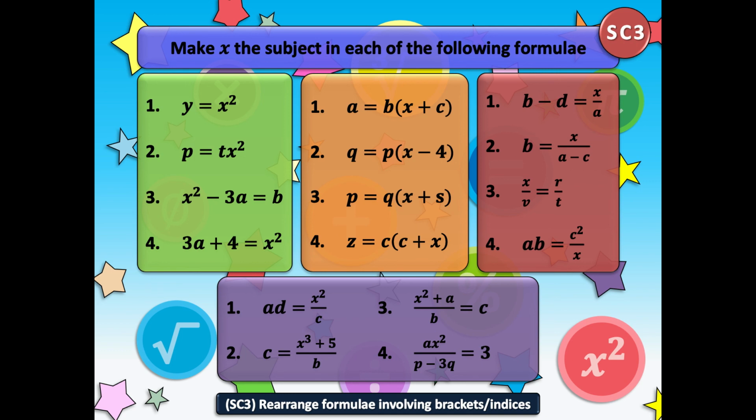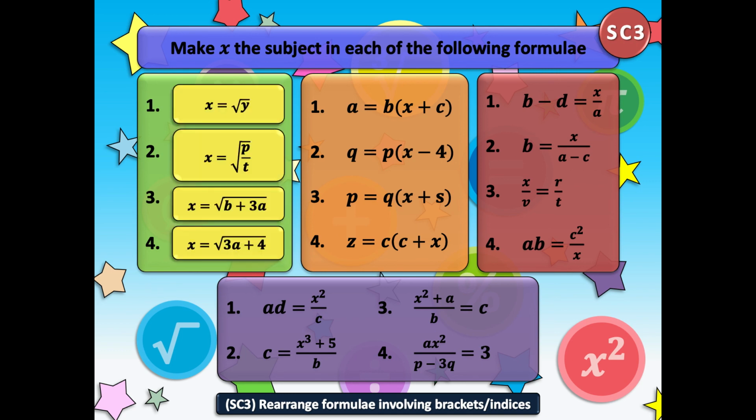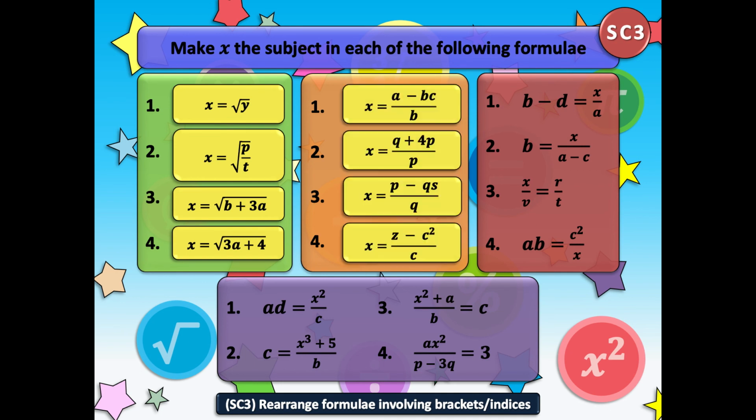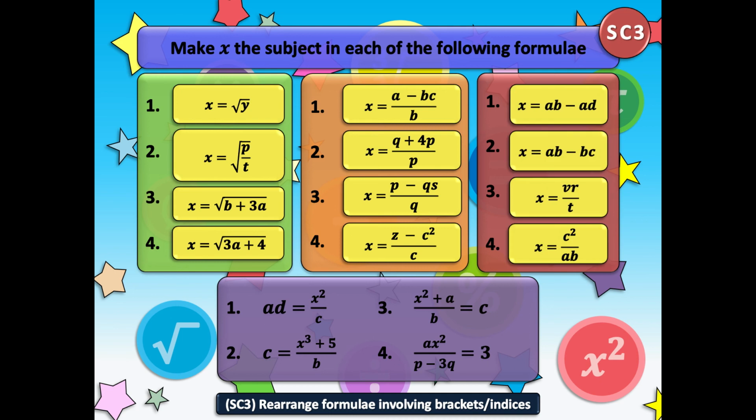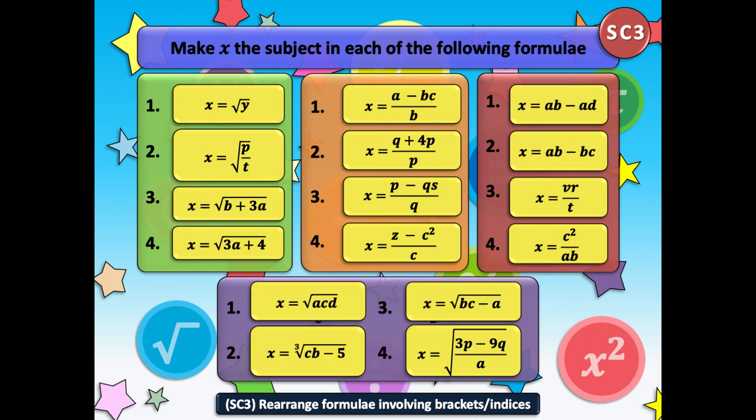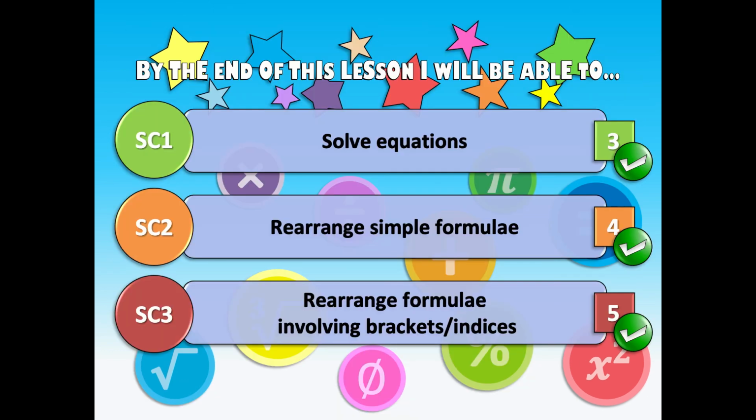Here are your answers. So there's your green answers. There's your amber answers. There's your red answers. And there's your purple answers. And now we've completed success criteria 3.